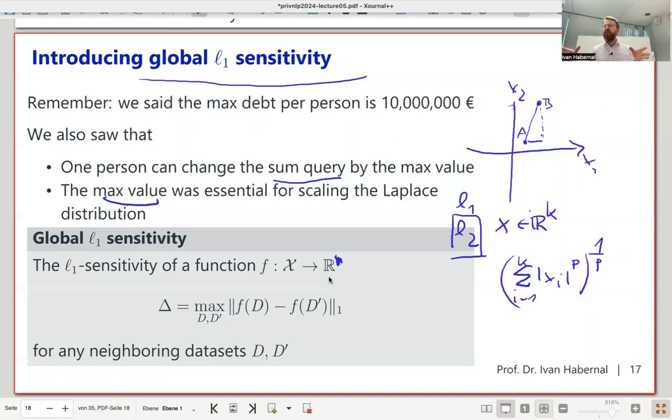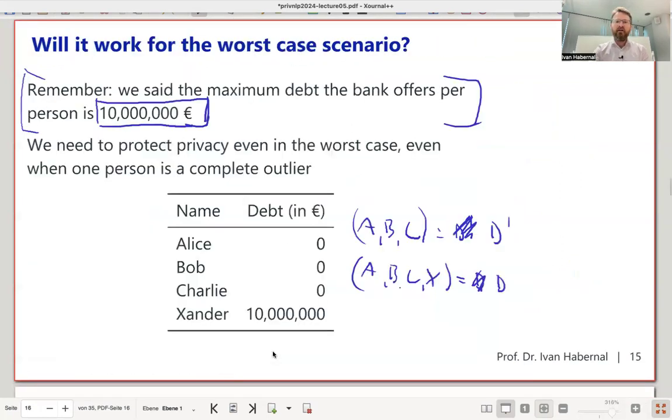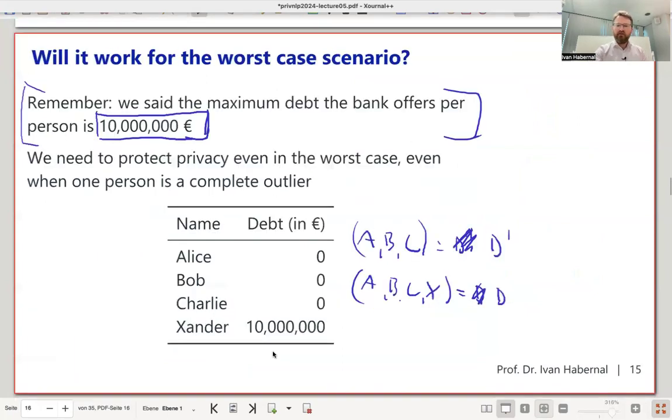This L1 sensitivity will play a role in the normalization we just saw, because for our example, the L1 sensitivity would be 10 million, because this is the maximum distance for any two neighboring data sets. So if f(D) was the sum of all the data, like 10 million, and f(D') would be 0, this would be the maximum value, and we're going through all the different data sets. So the global L1 sensitivity here is 10 million.